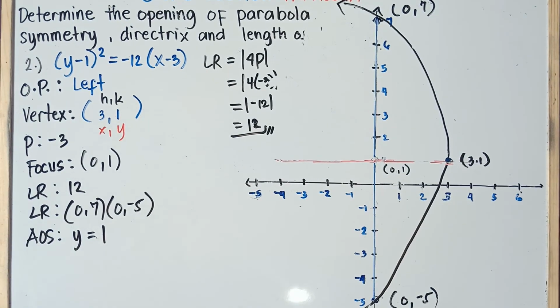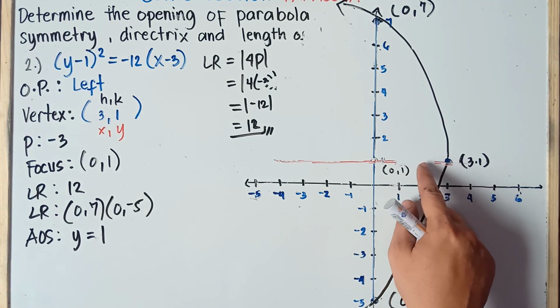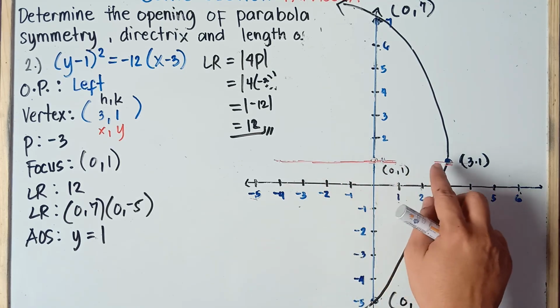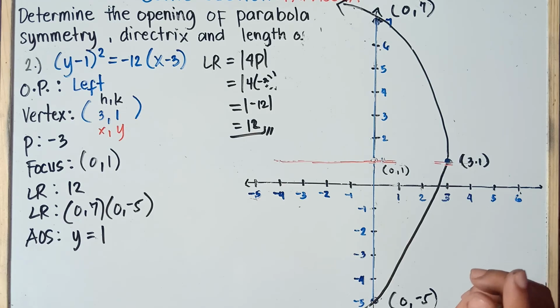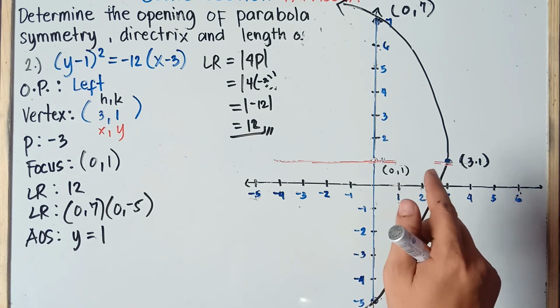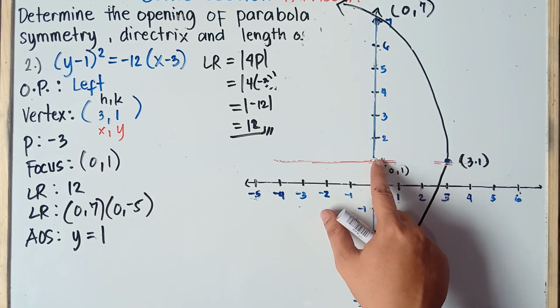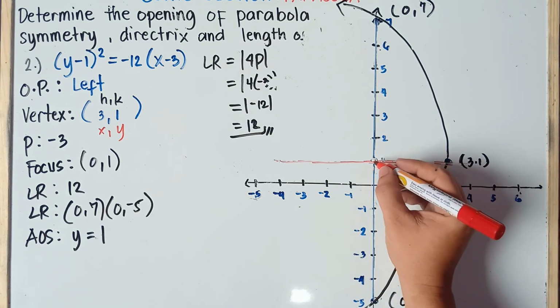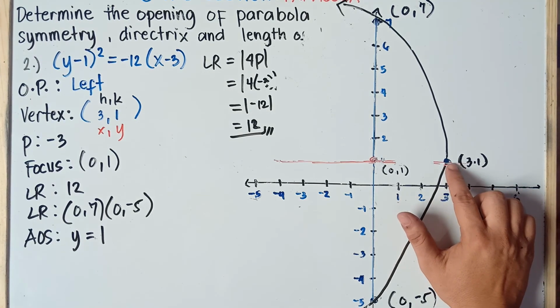Alright, so last one, class, the directrix. Sir, how will we get the directrix? Now, the directrix, class, is actually in the opposite direction of the focus. When you get the focus, class, you move 3 units to the left, right? 1, 2, 3. That would be your focus. Now, to get the directrix, it would be the opposite direction of the focus. 3 units to the left to get the focus. Therefore, to get the directrix, it would be 3 units to the right, starting from the vertex, class.